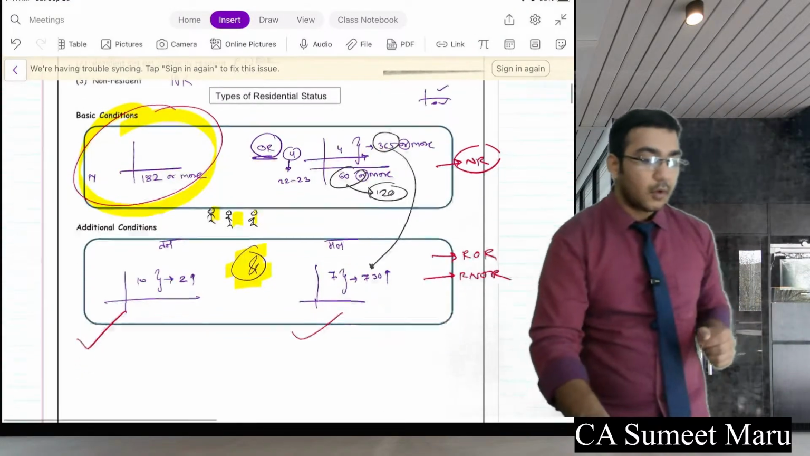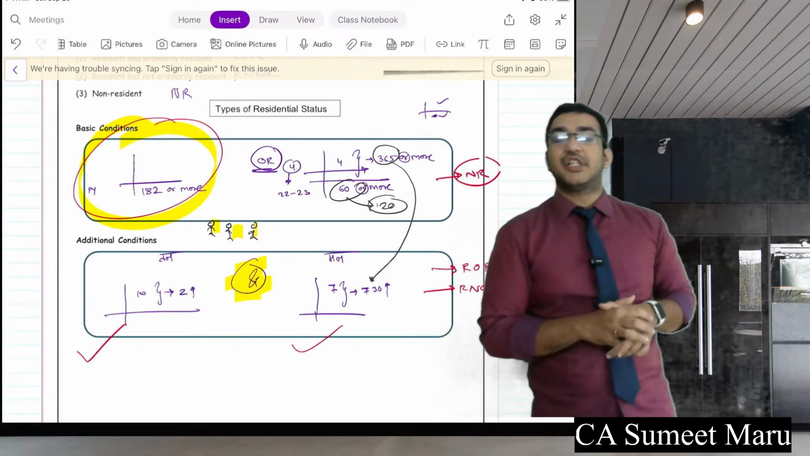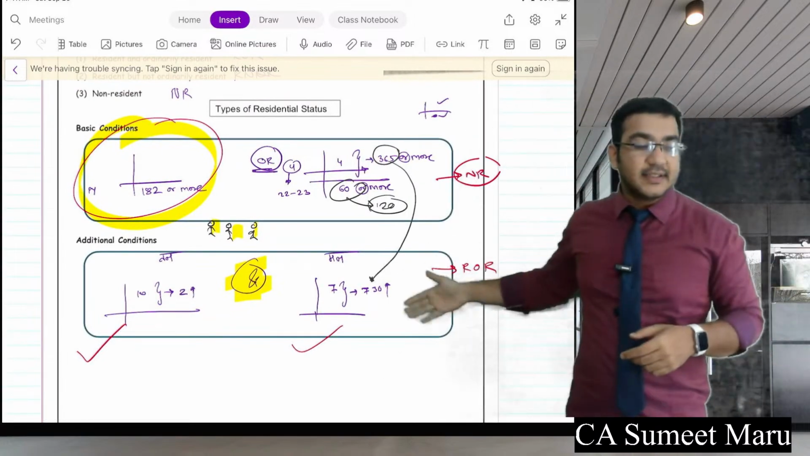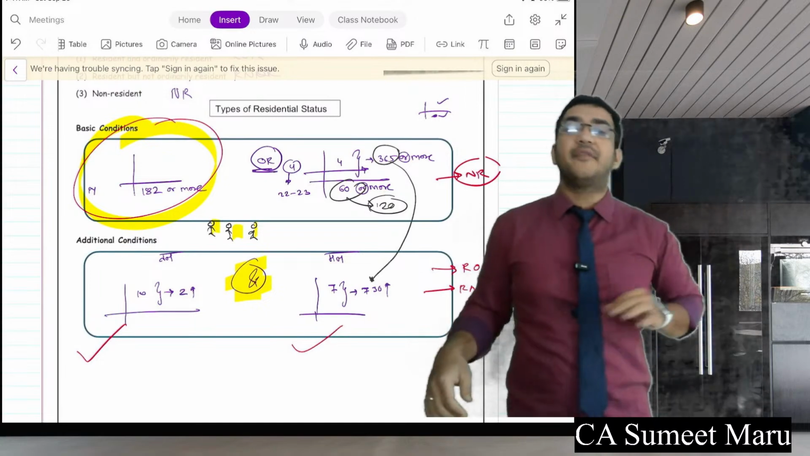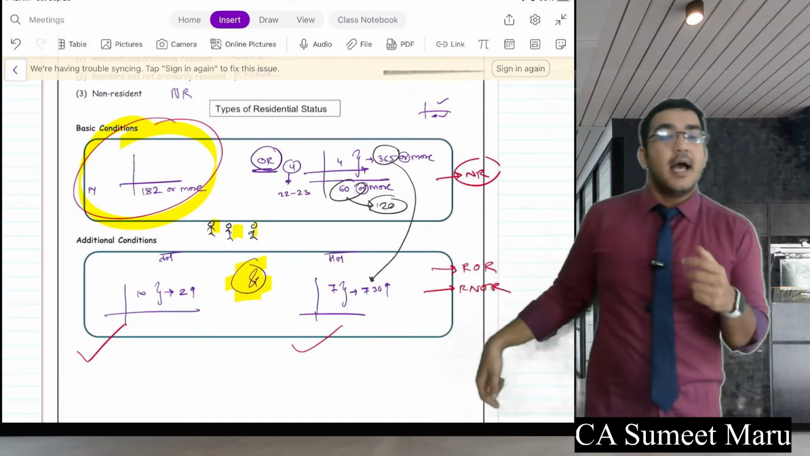Okay, so these were the additional conditions. If he satisfies both of these, he will be ROR, and if he doesn't satisfy both of these, he will be RNOR.